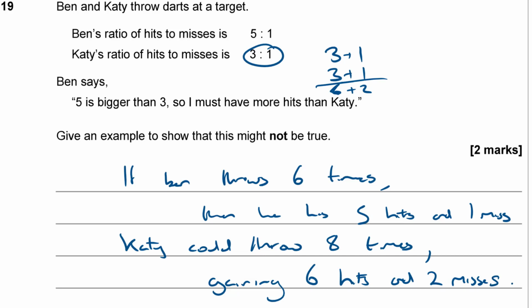Okay, so we've given an example, haven't we? So we've given an example to show that this might not be true. So if Ben throws 6 times, he gets 5 hits and 1 miss, and Katie could throw 8 times, gaining 6 hits and 2 misses. So she's hit more times than he has.